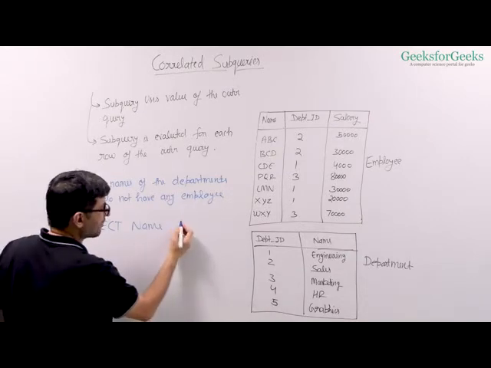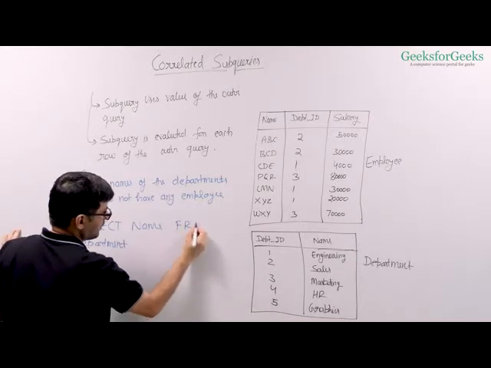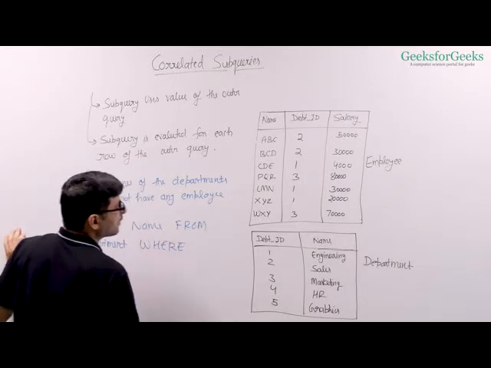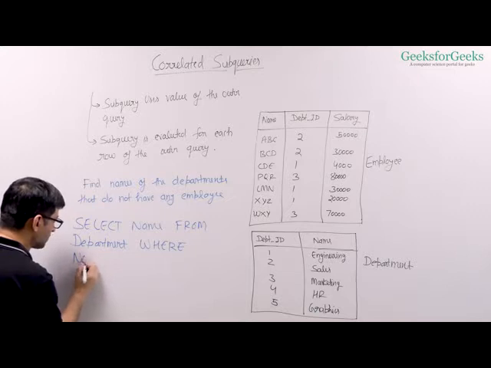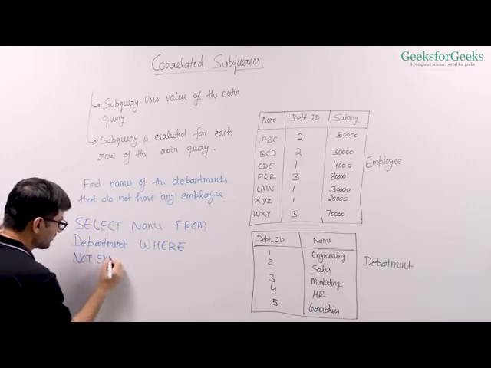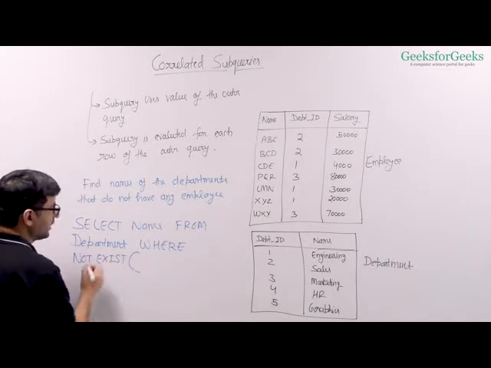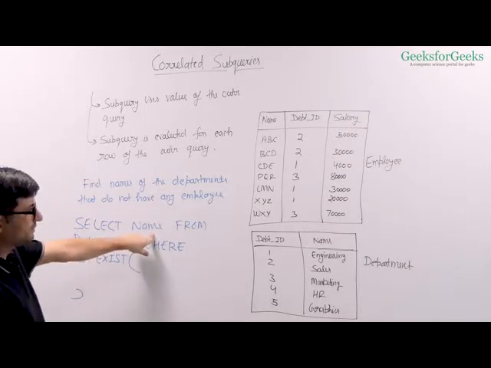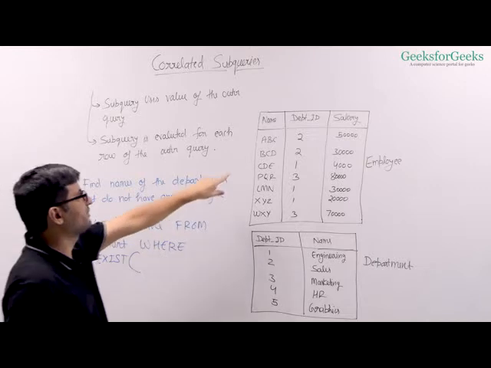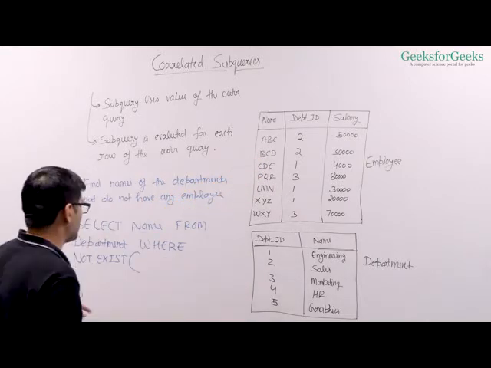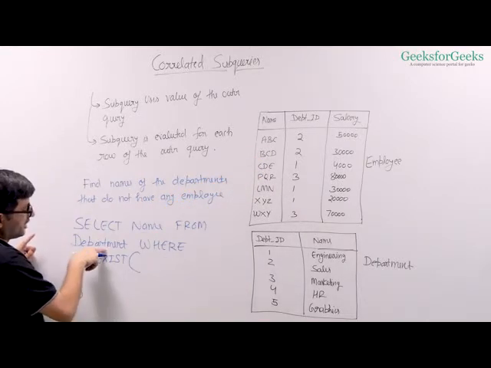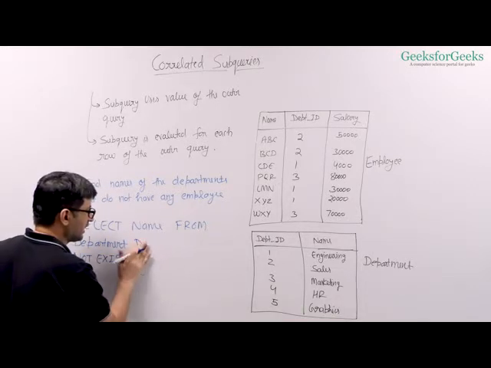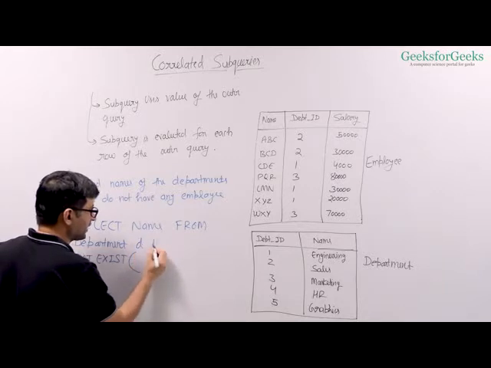Select name from department where not exists. We'll use not exists. And what do we use? We use the department ID of this department, and we see if the department ID exists in the employee table, right? So we use the result of the outer table. Let me give it a short name, so that I do not have to write department again.